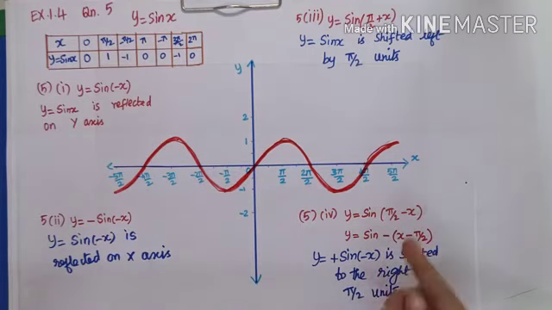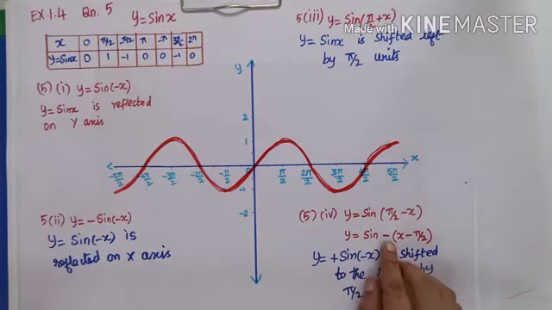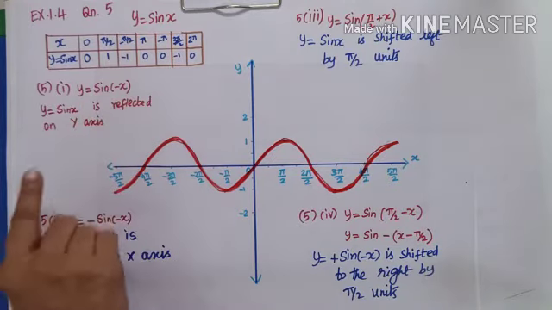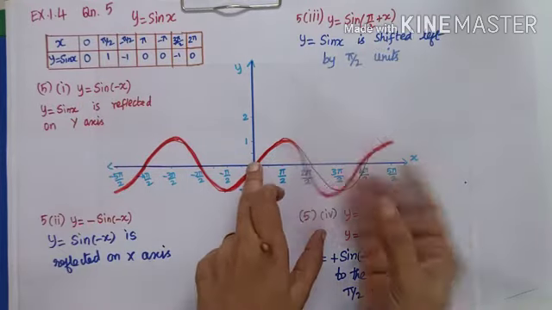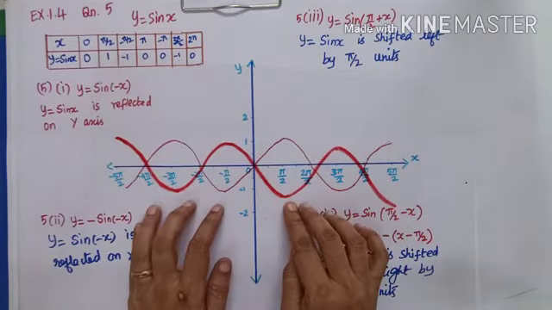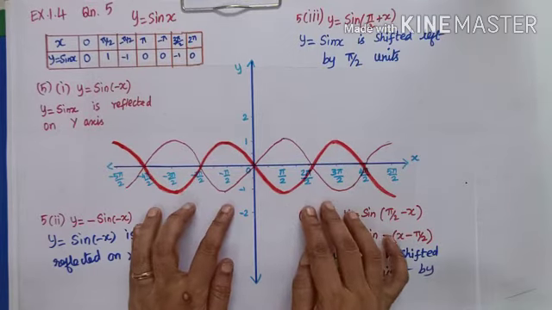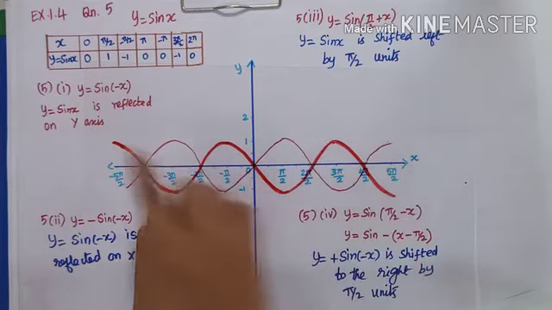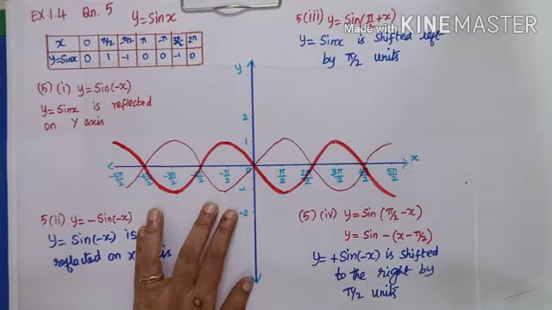This we rewrite taking the minus sign outside. It is sin of minus of x minus pi by 2. My first idea: draw sin of minus x. So how to draw sin of minus x? Reflect on the y-axis. So this is my idea. Reflect on the y-axis. The thick red line shows me sin of minus x.